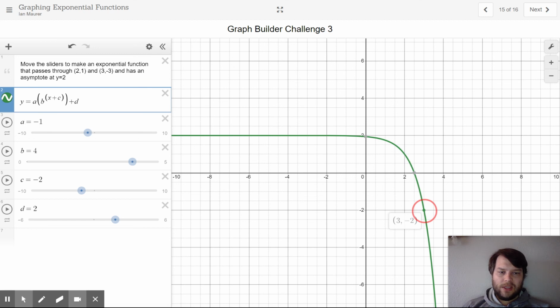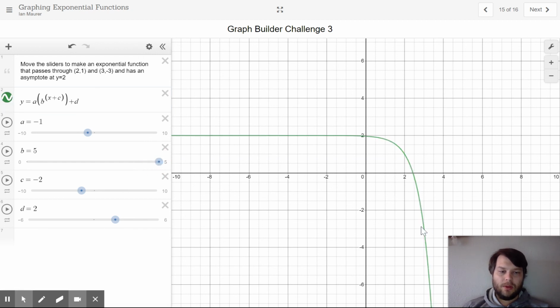Oh, that doesn't work. I want to get to (3, -3). So I think I need to get a little bigger. 5 should be good. Why does 5 work? Because we were here, just 1 step below the asymptote. Then if we go 1 step further to the right, now we are 5 steps below the asymptote. So there you go. I hope you found that helpful.